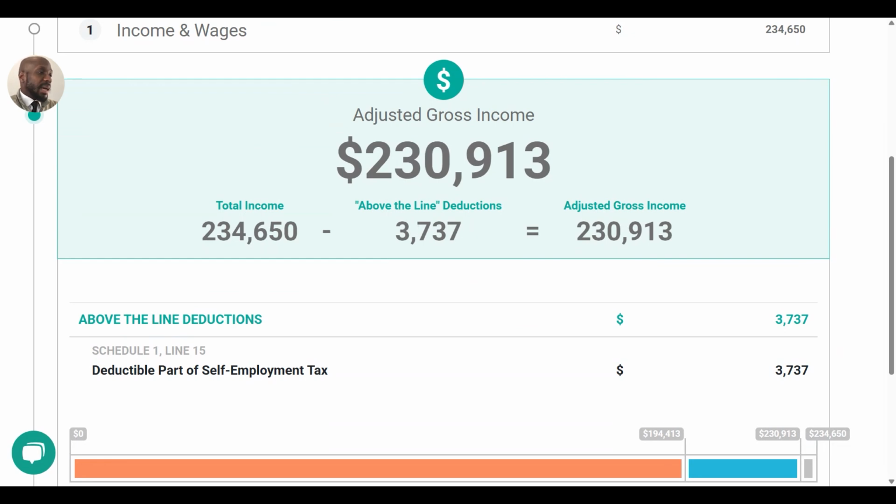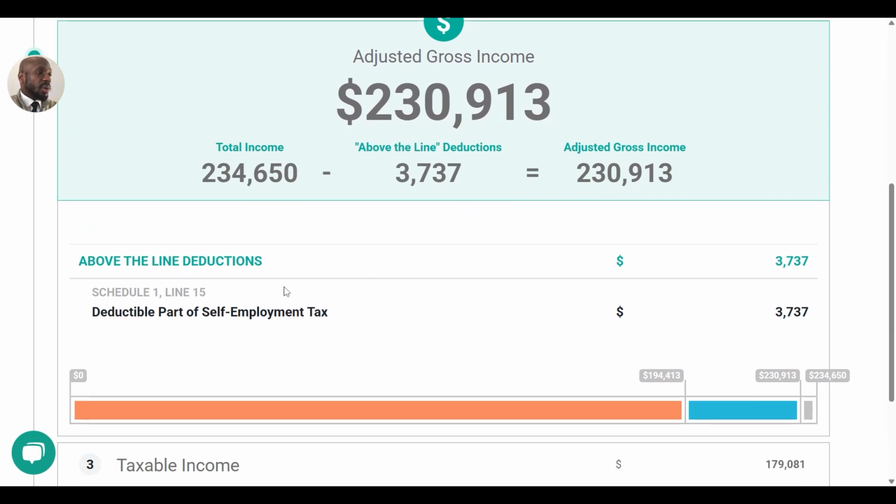So what are those above the line deductions for them? Well, in Paula's case, she has a deduction for self-employment tax, given that she has her own business, right? The US government gives you a deduction for half of your self-employment taxes. And in this case, she has about $3,737 that she can take as a deduction against her income.